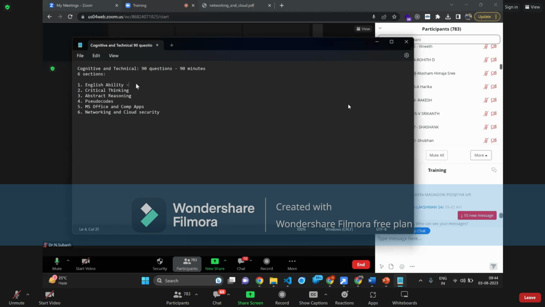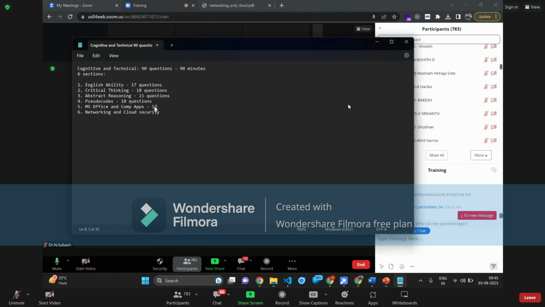So your first section is English ability, which will be of around 17 questions, right? Your critical thinking is of 18 questions. Your abstract reasoning is of 15 questions, right? Your pseudocodes are 18 questions, right? How many till now? 17 plus 18 is how much? 35. 35 plus 15 is how much? 50. 50 plus 18 is 68, right?